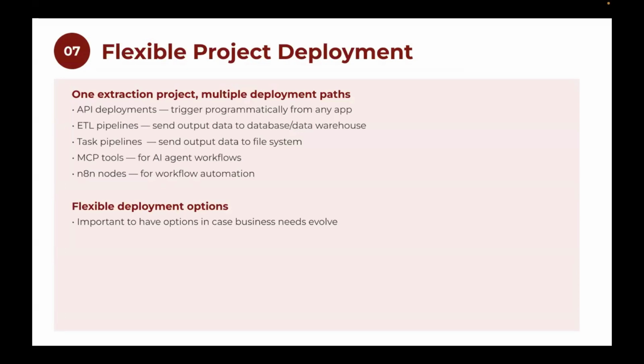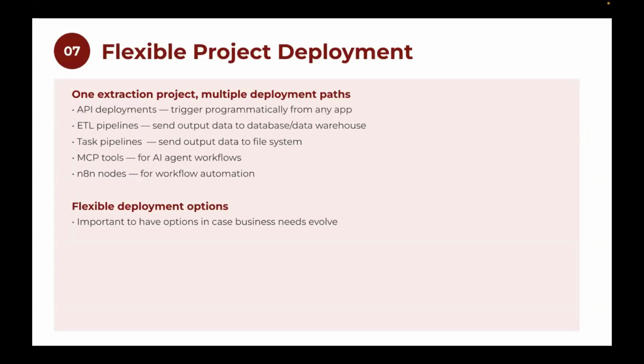Others might want to set it up on an automated ETL pipeline that runs on a schedule. You might want to connect it to a workflow automation tool. So there are multiple ways in which you might want to deploy it. Unstruct supports these requirements as different deployment options. You have API deployments when you want to get an input document from an application, process it, and send the output to another application.